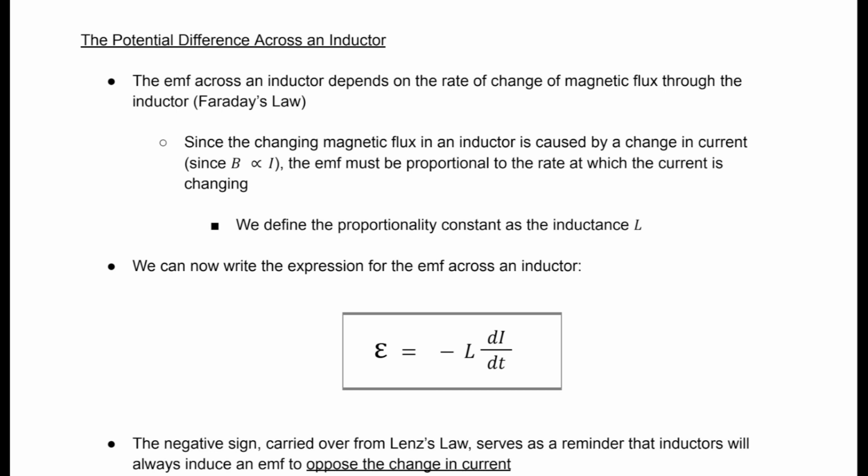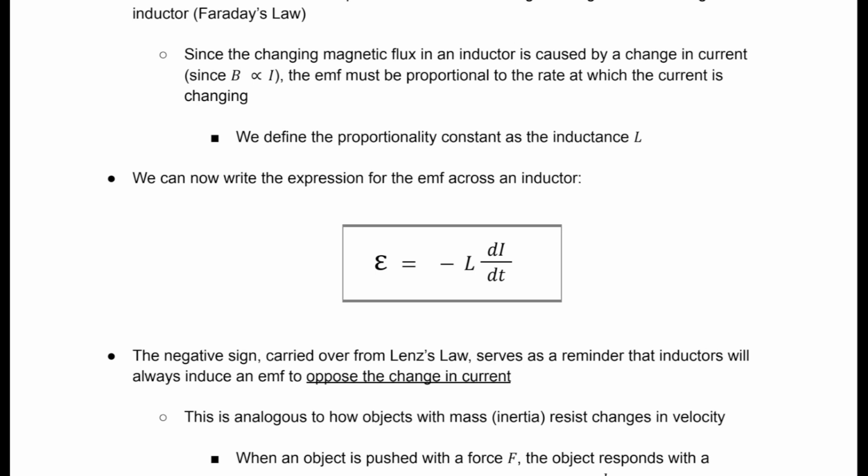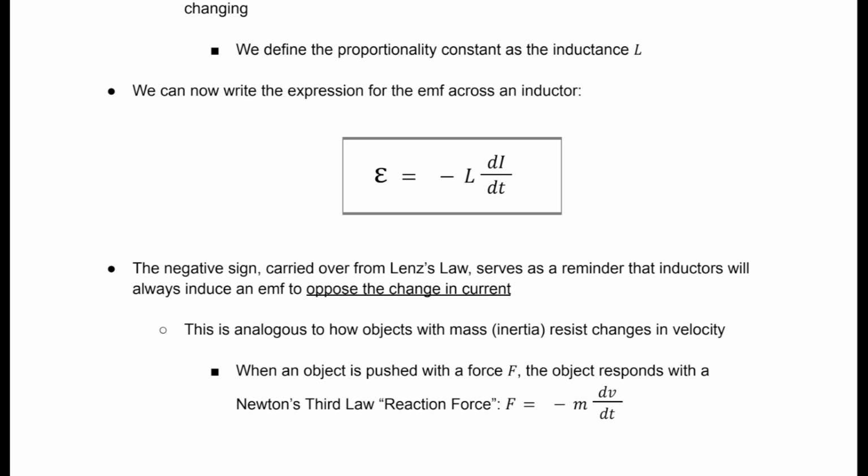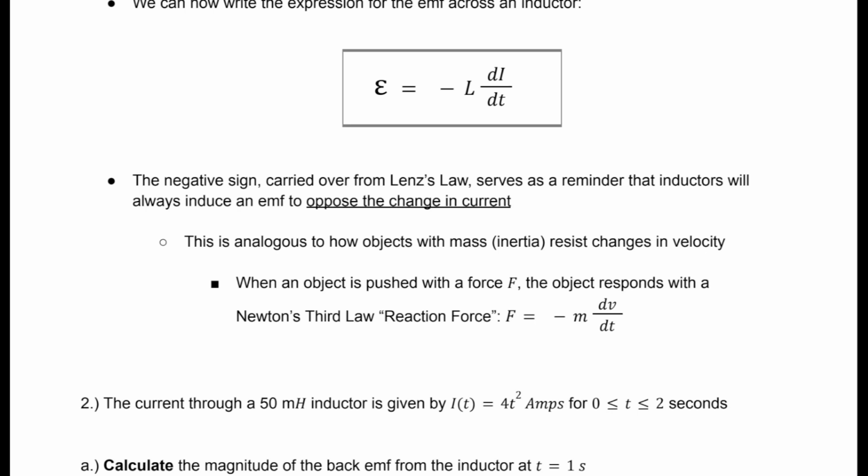So since changing magnetic flux is caused by a current change, the EMF must be proportional to the rate at which current is changing. And we just define the inductance L as this proportionality constant, where we know the induced EMF has to depend on the current change, so we just give it that constant of proportionality L. And again, we can do that because we know magnetic field is proportional to current to the first power, as we saw with all of our Ampere's law and Biot-Savart law calculations. And notice this formula is actually very similar to the idea of a Newton's third law reaction force, where it's an F equals ma force opposite of the change.